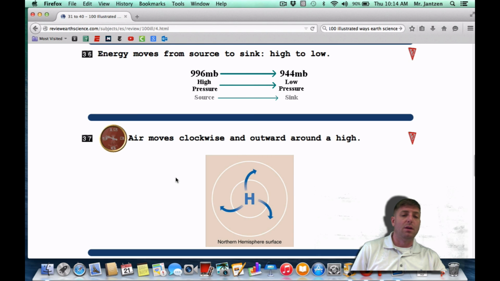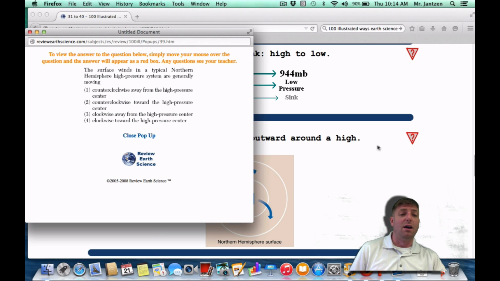Very good. Okay, 37. Air moves clockwise and outward around a high. Once again, I think of the HOC, H-O-C: high, outward, clockwise. Maybe that helps out, but it goes outward out of a high. One of the few things in our science that is clockwise. The surface winds in a typical northern hemisphere high pressure system are generally moving what? Once again, out of a high and clockwise. Must be memorized, okay? Or choice 3.